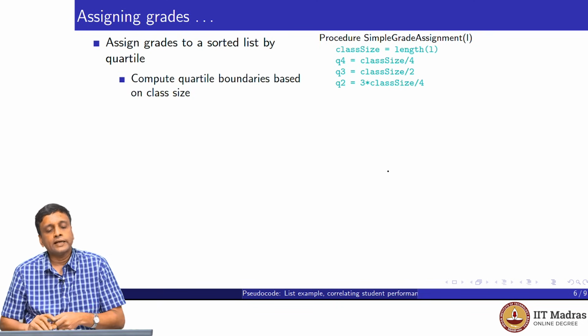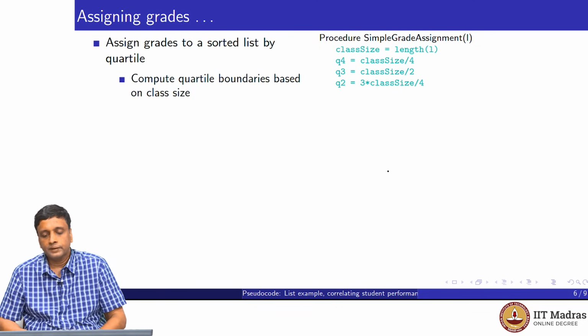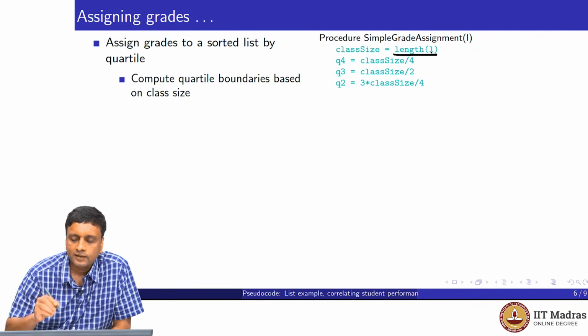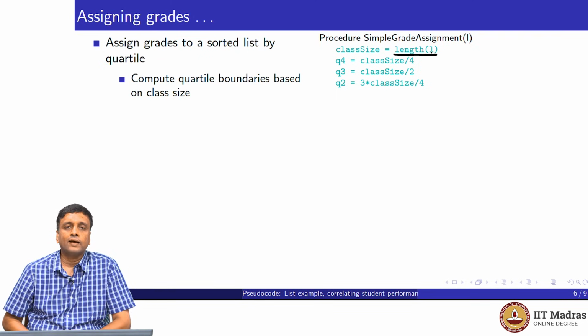So the first thing to do is identify these quartile boundaries, right? So there is a function here which we have not seen before, but which is obvious. We will assume that with lists we have this length function. The length function just tells us the number of elements in the list.